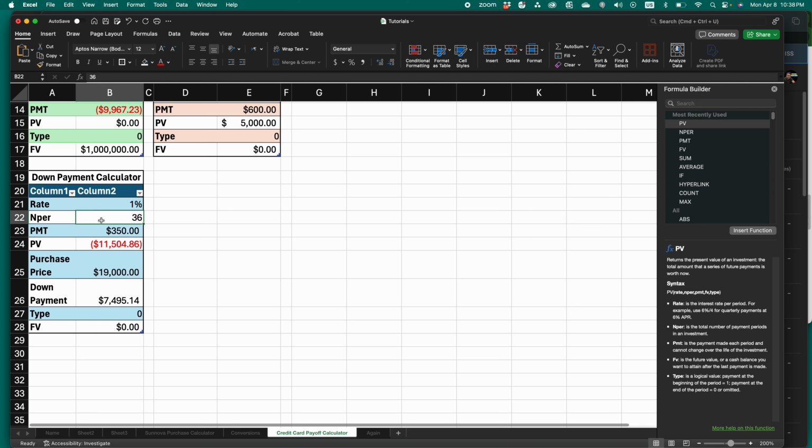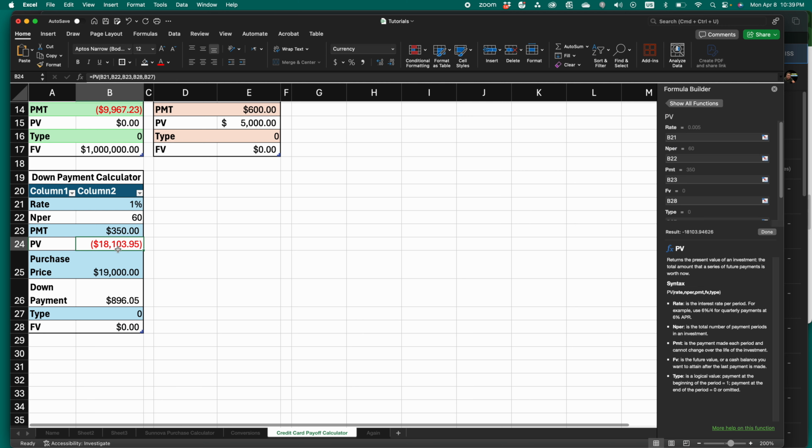Then for the number of periods, how long is the loan? Probably a 5-year loan. So let's say 60 months. 5 times 12 is 60. What's the payment I'm comfortable with? I'm comfortable with $350 a month, okay? How much is the car? Let's say it's a $19,000 car. So go ahead and put $19,000. We'll come back to PV in a minute. $19,000 car, okay? And then down payment, type, okay.